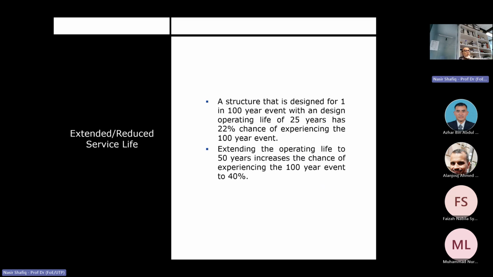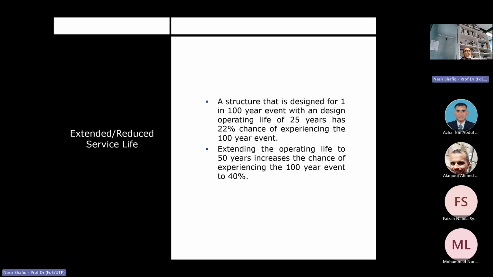Extended reduced service life: a structure that is designed for a 1 in 100-year event, meaning the most critical wind condition, we will look into 100 years of data, and we design for the most critical. So with a design operating life of 25 years, it has a 20% chance of experiencing the 100-year event, like return period and probability. Extending the operating life to 50 years increases the chance of experiencing the 100-year event to 40%.